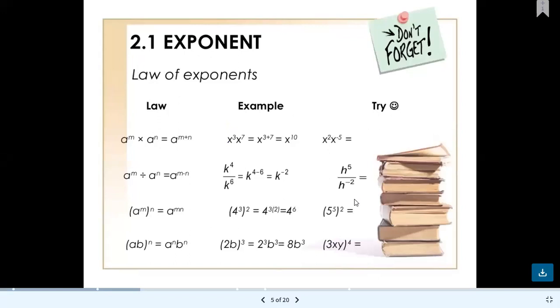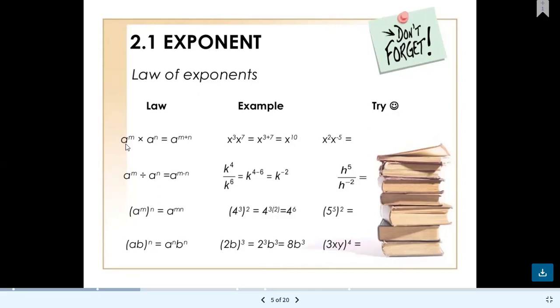So exponent, law of exponents. We have here, kapag two variables with different exponent, ganito siya nire-represent. So hindi natin kino-combine, hindi natin pina-plus. I mean, kino-combine natin siya basta same ng variable. Okay, so same variable with different exponent, kino-combine natin by adding the two. Basta same yung variable, yung base.